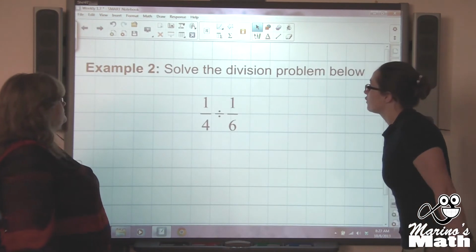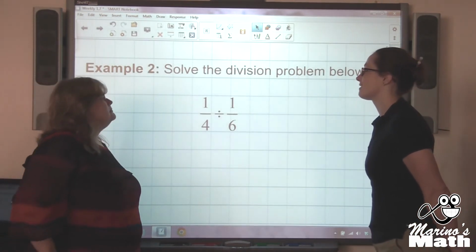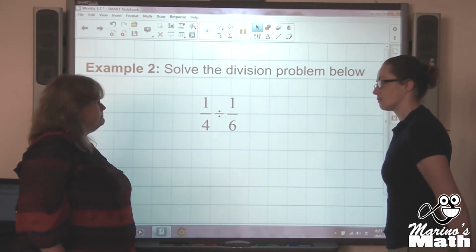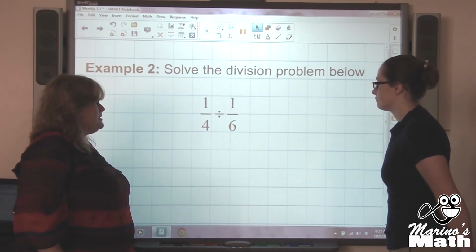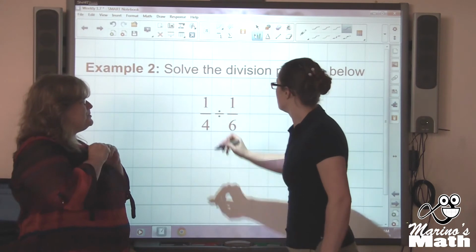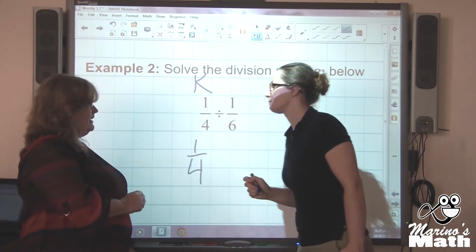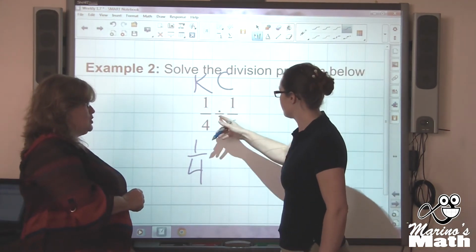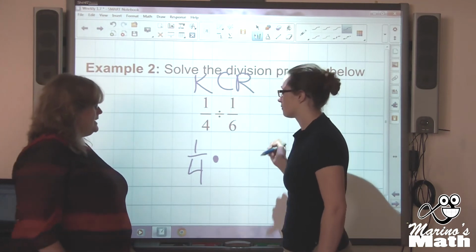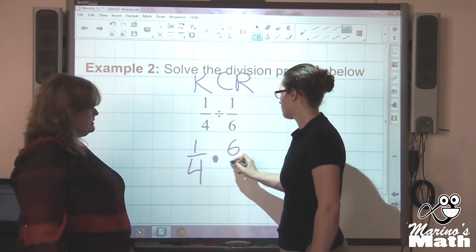Okay. So here we have a division problem: 1/4 divided by 1/6. So first step is going to be to rewrite it. You want to do that? And I'll see if I can get the letters straight. So tell me, what do I have to do? Keep the first one, so I keep my first one, 1/4. Then change division to multiplication, and then find the reciprocal of that last fraction. And the reciprocal of 1/6 would be 6/1.